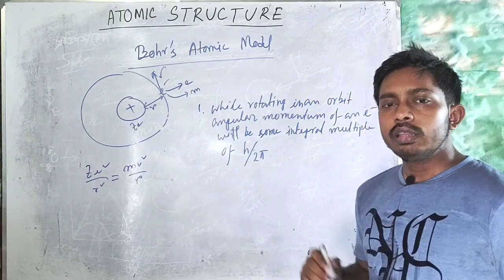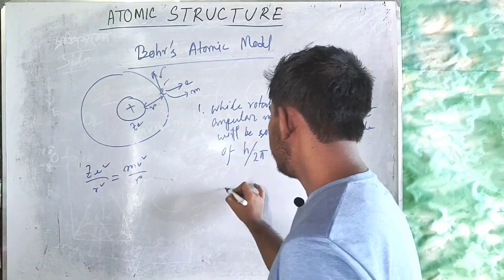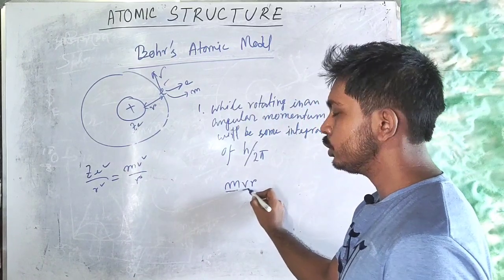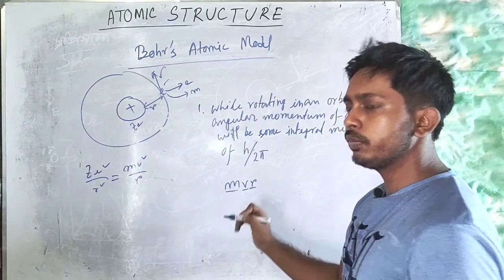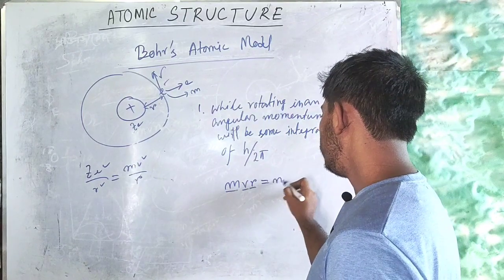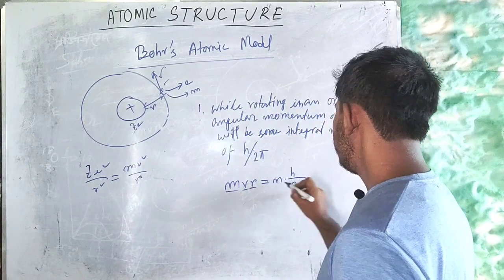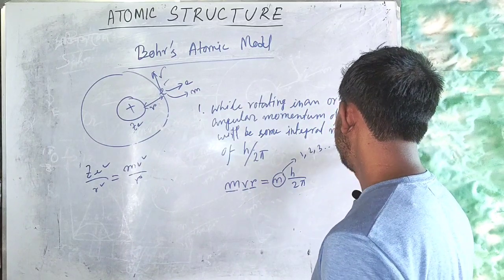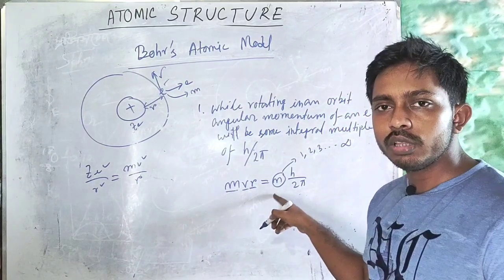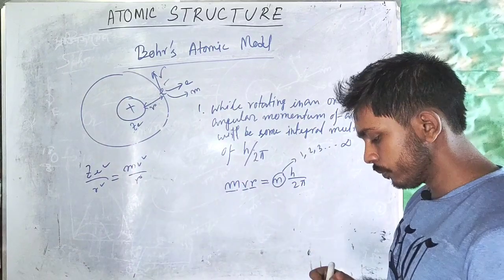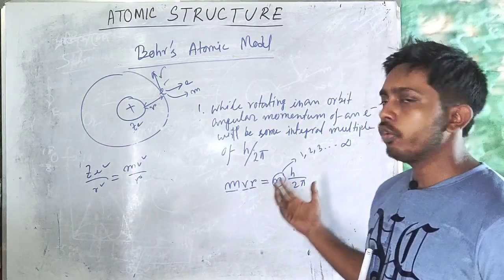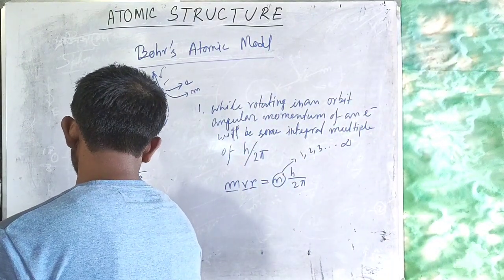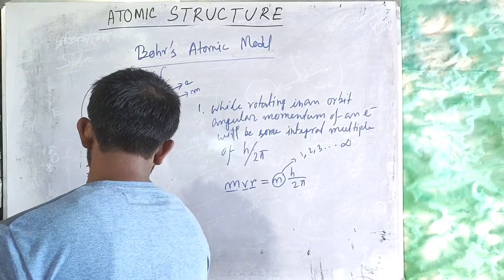What is that? The angular momentum is represented as mvr, where m is the mass of the electron, v is the velocity of an electron, and r is the radius of an orbit. It will be equal to n into h divided by 2 pi, where n is any whole number, that is 1, 2, 3 to infinity. For the first orbit, n is equal to 1, for the second orbit it is equal to 2, and so on. So this was the first condition of an orbit. So we are writing this here: mvr will be equal to n into h divided by 2 pi.